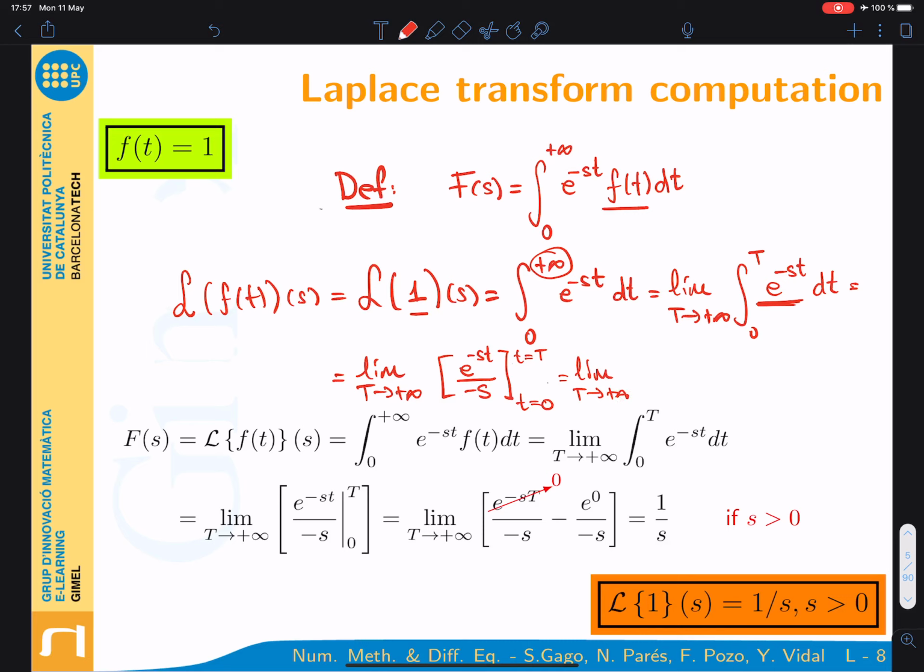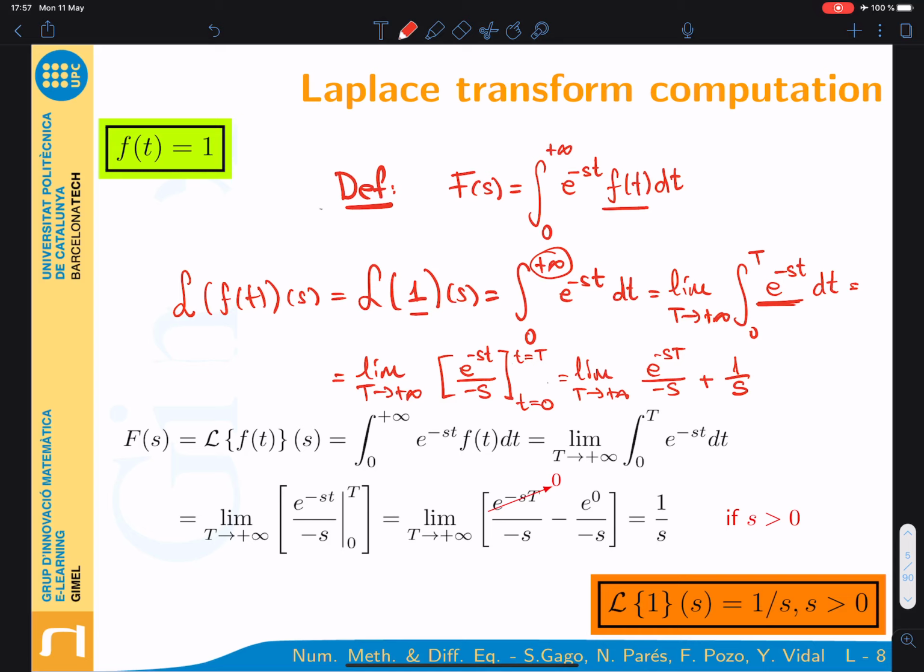This will be this function evaluated at capital T minus this function evaluated at 0. That's Barrow's rule. So this function minus the same function when t equals 0. Now, when t equals 0, the exponential of 0 is 1. And then I have this minus here that with this minus is going to be a plus. So that's plus 1 over s.